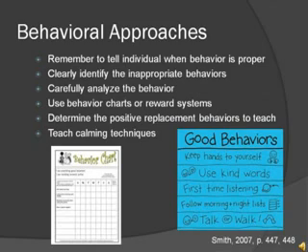Behavioral approaches. Remember to tell the individual which behaviors are proper. Clearly identify the inappropriate behaviors. Carefully analyze the behavior. Use behavior charts or reward systems. Determine the positive replacement behaviors to teach. And teach the student common techniques.